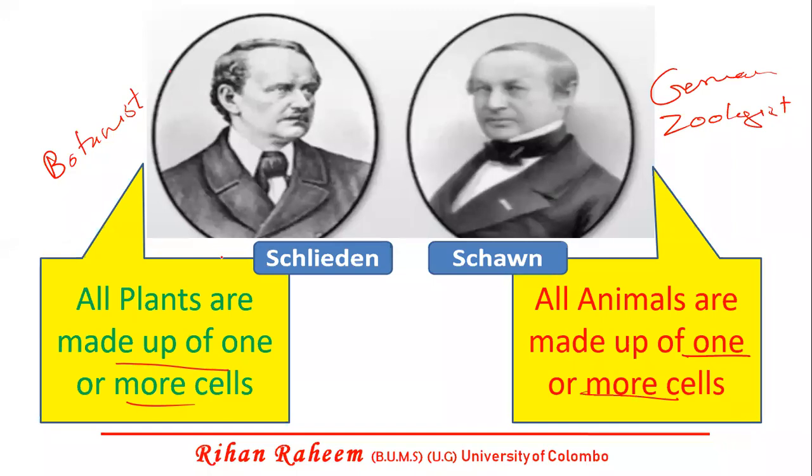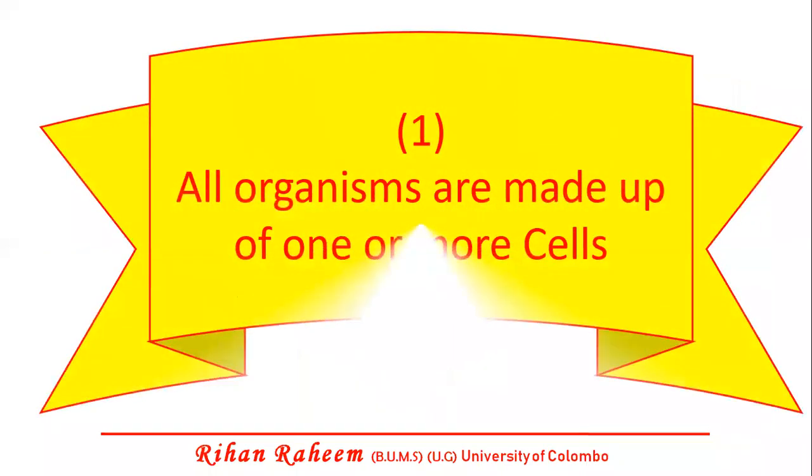Then the Science Council at that time put both these together: plants, animals, and even some of the microorganisms, all the living things in the world are made up of one or more cells. So they made it into one theory. This is the first point of the cell theory: all organisms are made up of one or more cells. Okay, so write it down.